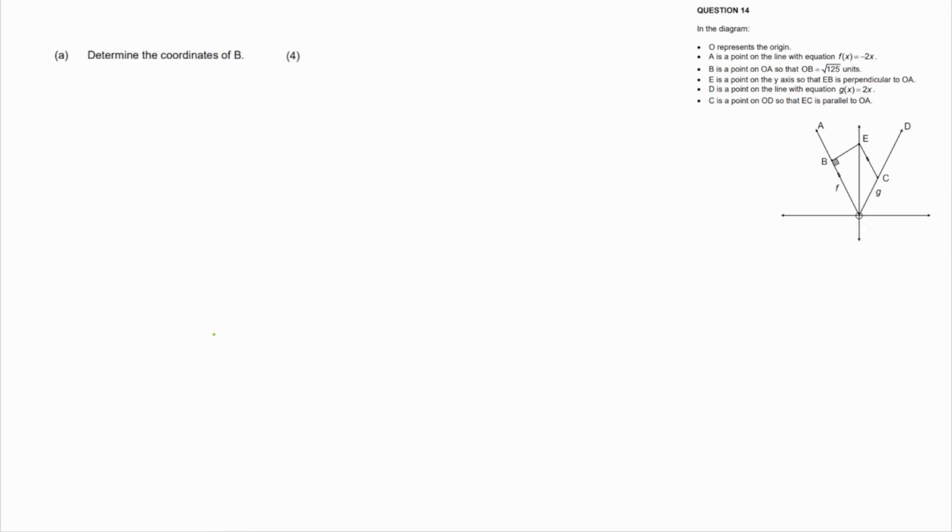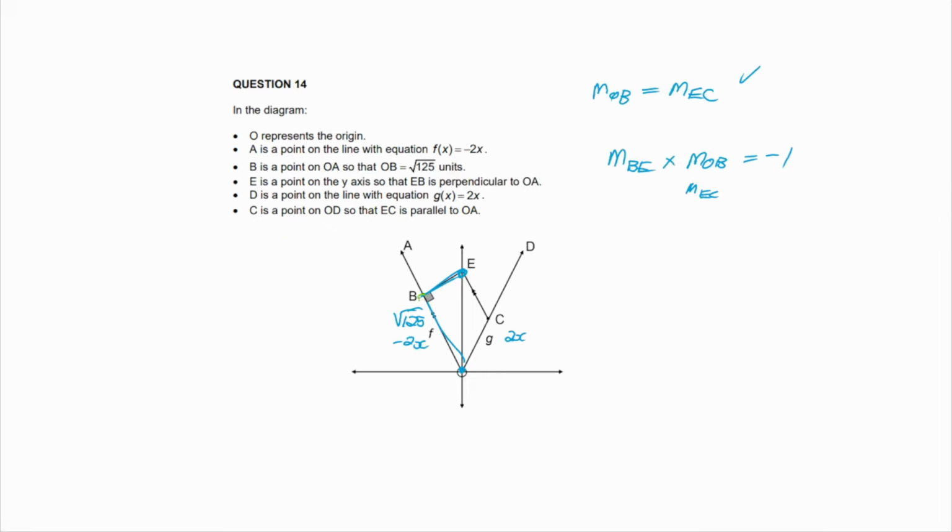They say determine the coordinates of B. So B is over here. Interesting question. Let's see how we can tackle that. Again, I would say, what's special about B? What I see special about B is the point of intersection between line OA and line EB.